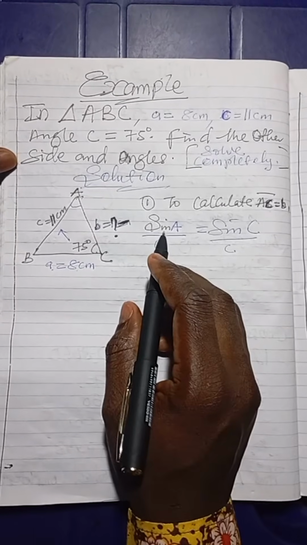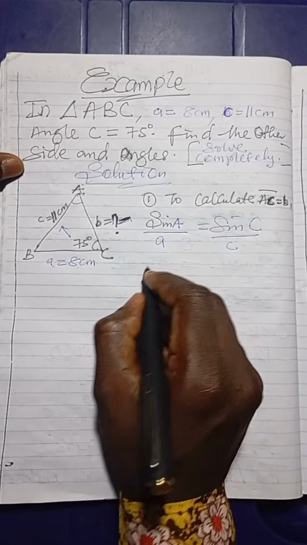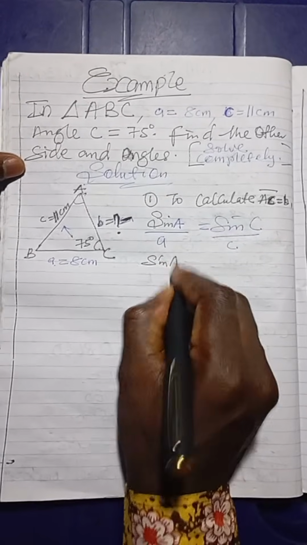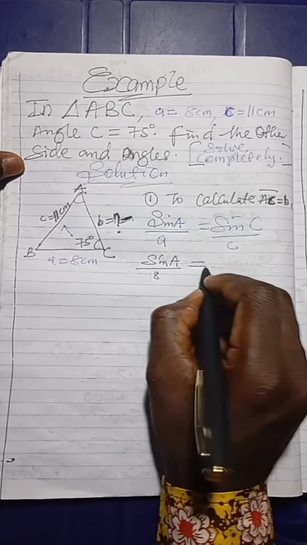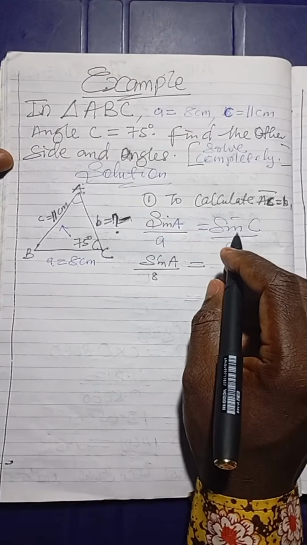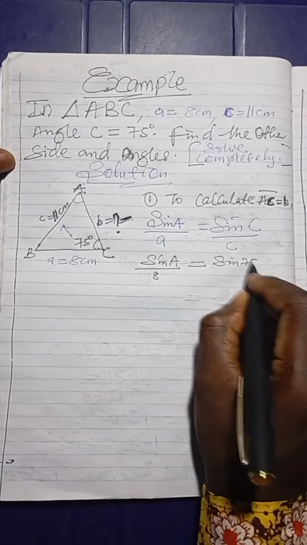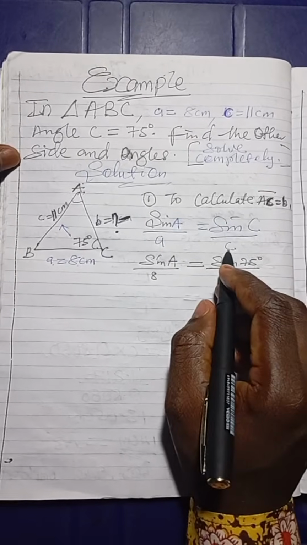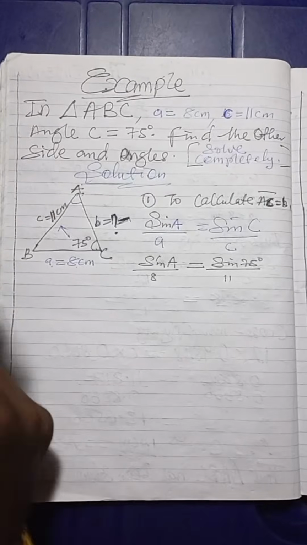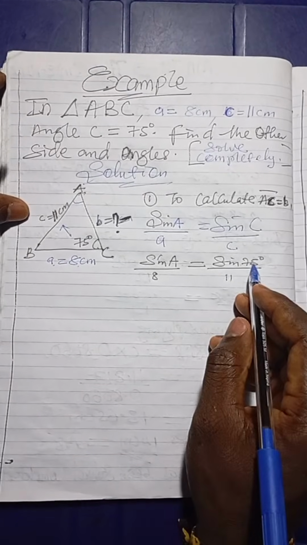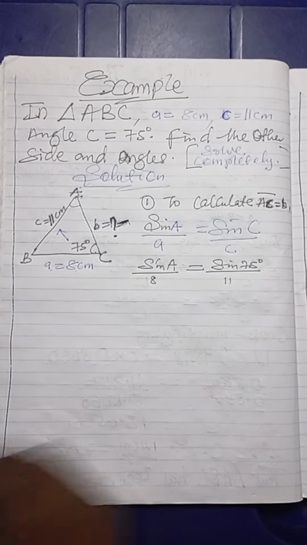So sine A, this is our A. We don't have A given, so we can have sine A divided by our small a is equal to sine C over C. So what is C? Sine C is 75. We have sine 75 degrees divided by what is the value of C? 11. That is very simple. Now, find the value of this and then cross multiply. So what is sine 75?